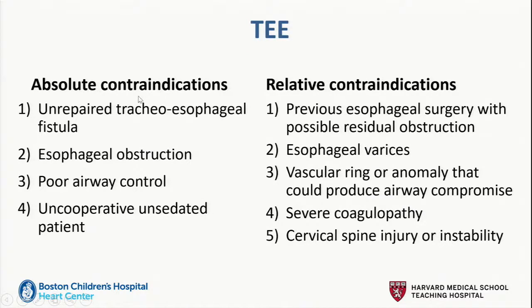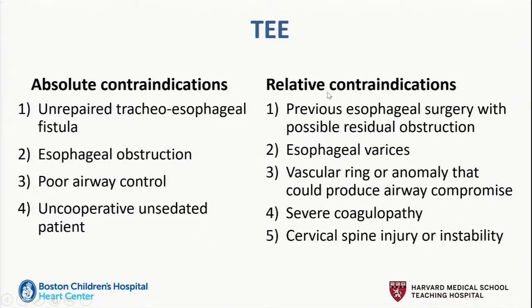So I've listed here absolute contraindications and relative contraindications. Absolute, unrepaired tracheoesophageal fistula, generally considered an absolute contraindication. Esophageal obstruction, again, it's a transesophageal probe. It's got to go down the esophagus, past the obstruction. So that would be considered a contraindication. Poor airway control is the idea that if your patient has a marginal respiratory status, sticking something else in the oropharynx that can potentially compromise or compress the airway is not a good idea. And then uncooperative, unsedated patient, if the patient's thrashing around with this tube down their esophagus, that's not a safe situation. So you need to have the patient at least have some measure of cooperation or be sedated in order to do this.